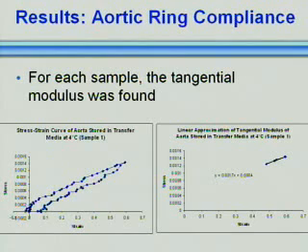With respect to aortic ring compliance, the tangential modulus was found for each sample. As you can see in the first graph, the stress-strain curve is plotted, and this is for sample 1 that was stored in transfer media at 4 degrees. Then on the other graph, the last 5 points of the extension period were linearly approximated to find the slope, and that slope equals the tangential modulus. This process was repeated for all 20 samples among the 4 groups.